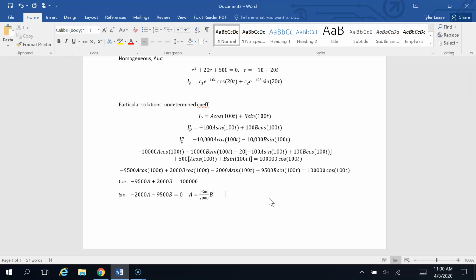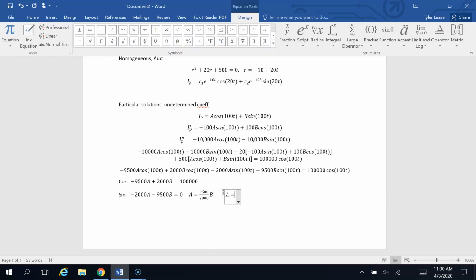So I have the answers written here. A ends up being, these are some pretty awful looking decimals. I think these are rounded. A is negative 10.080. B would come out to be 2.122. So they're not nice numbers, but easy to solve this system here.